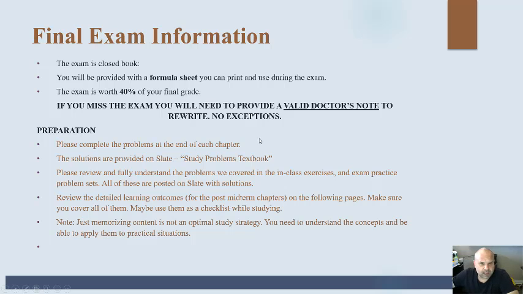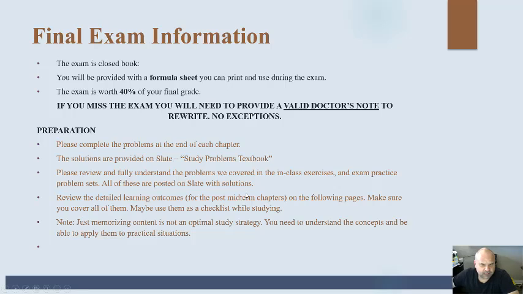So in order to prepare for the final, I suggest that you complete the practice or the end of chapter problems. There are solutions posted on Slate. They're called Study Problems Textbook. They're under this heading here. You should also review the in-class exercises that we covered in class. And I also have a set of exam practice problem sets that are posted on Slate, and all of these have solutions. Okay, and you also have detailed learning outcomes that I sent you in the email in the outline. You could perhaps use that as a checklist to make sure that you cover all of the topics.